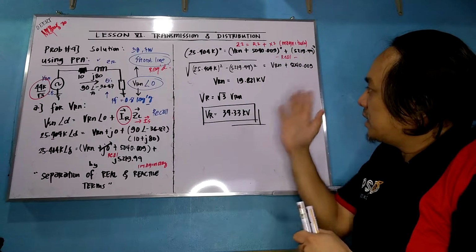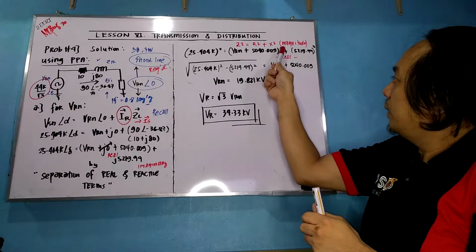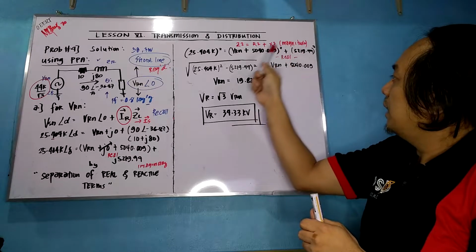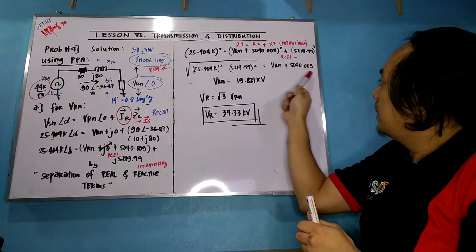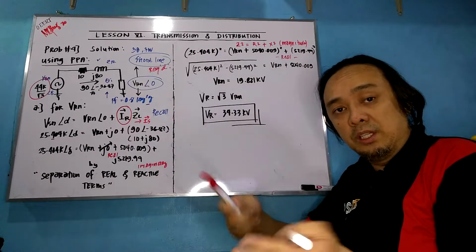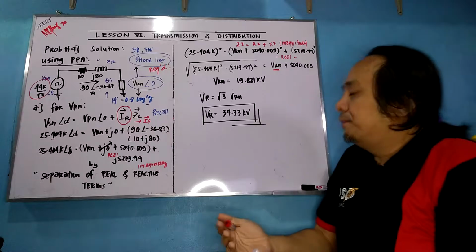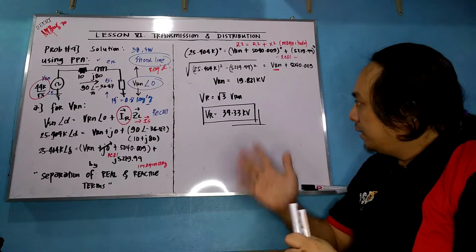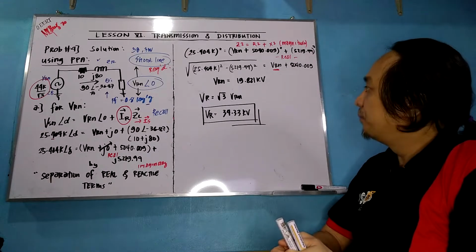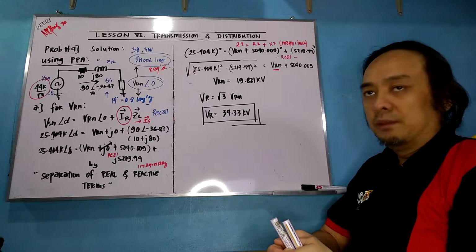Okay, now in this case, you have the squared term there, so you need to subtract this one, then square it, and as you can see, the result is a linear relationship. You can now get VRN. By solving it, VRN is 19.821 kilovolts.